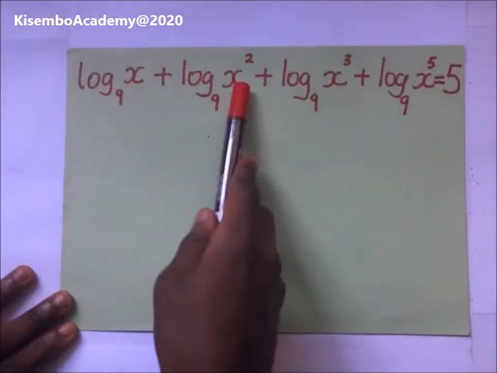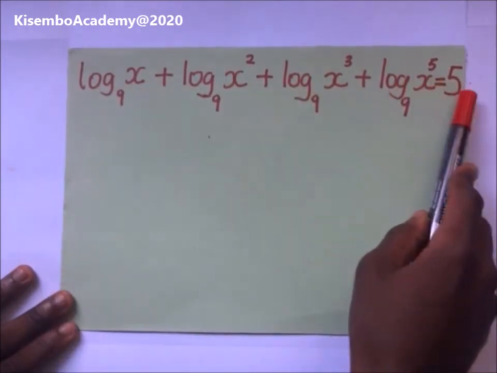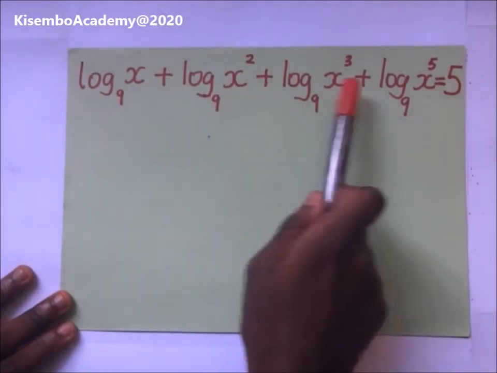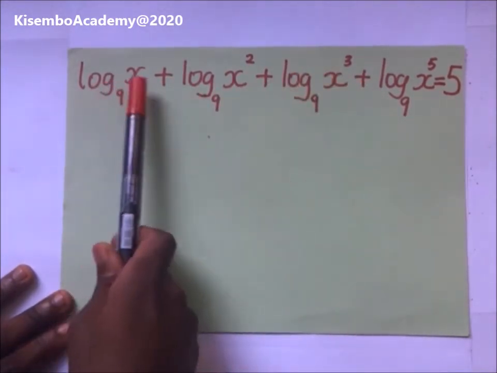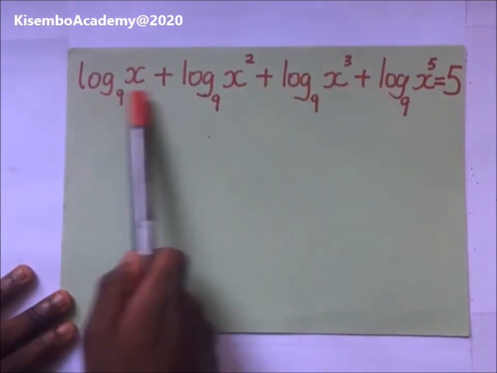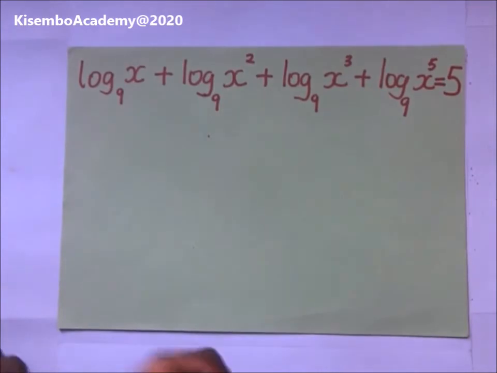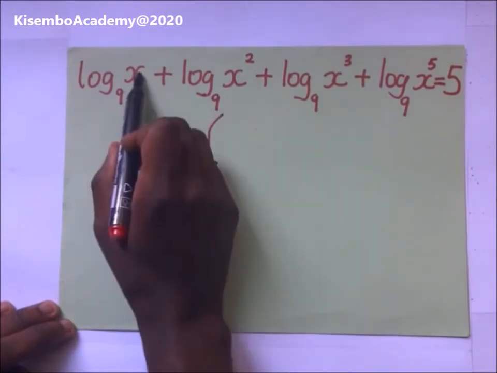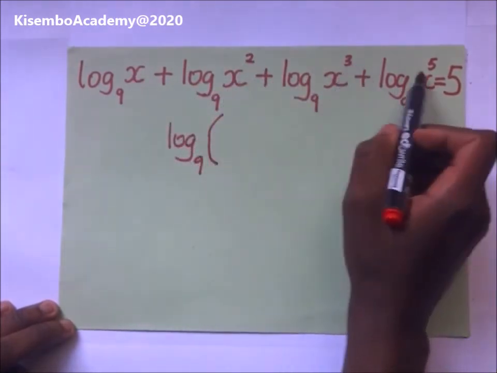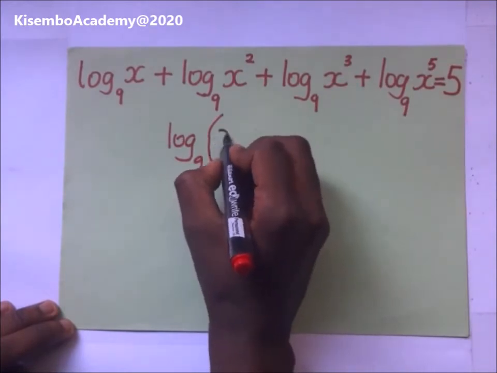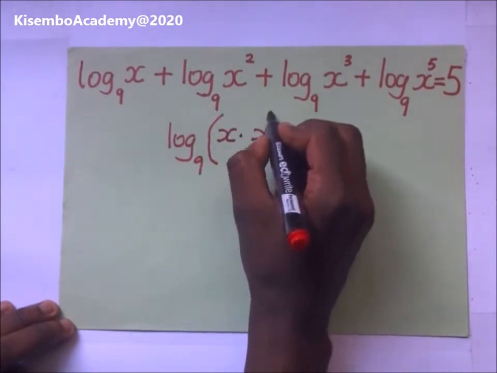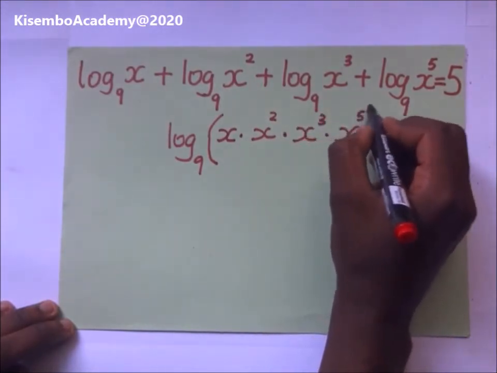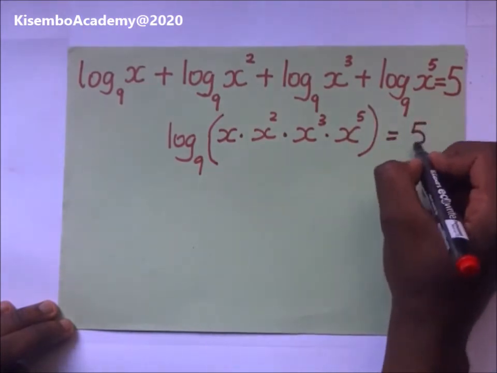So here we are required to find the value of x still. All this equation is equal to 5. These all have the same base 9, and they are being added. So using the property of addition of logarithms, we are going to multiply these terms. We shall maintain the base, which is going to be the log to base 9 of x times x squared times x cubed times x to the power 5, which is going to be equal to 5.